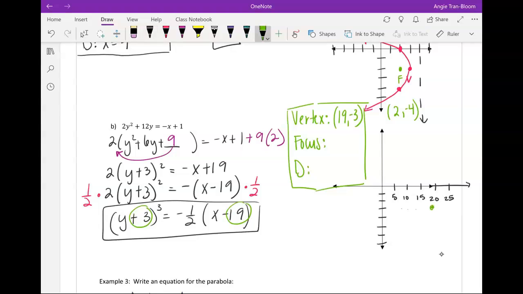So it's right here. Eyeball 19 comma negative 3. So here is your V.